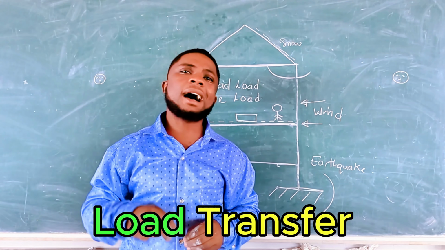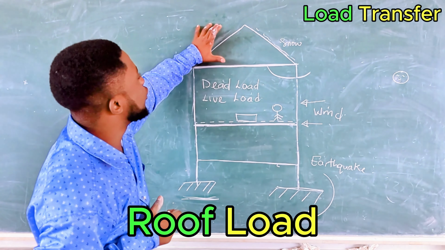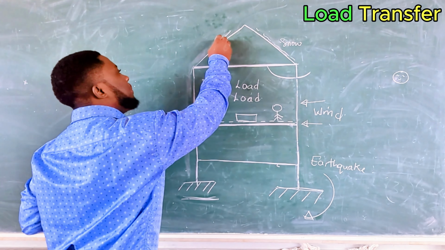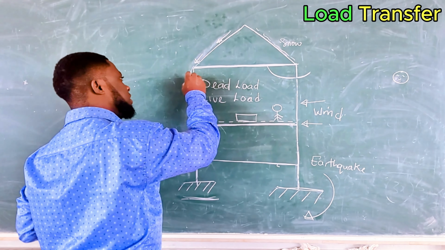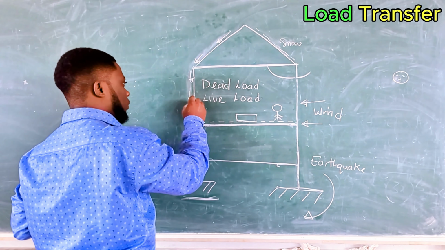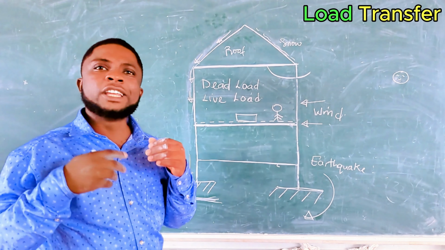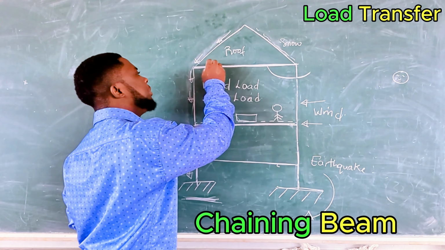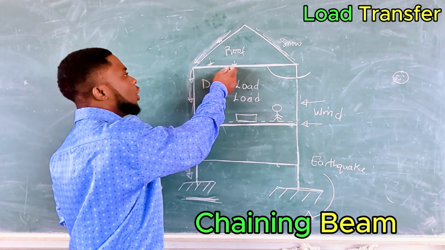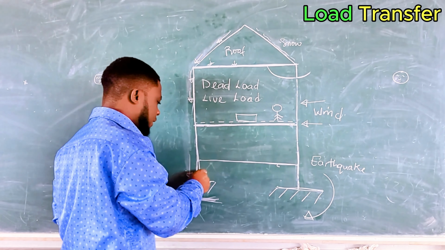Now, let's see how loads are transferred in a structure. The loads of the roof are transferred directly to the columns, which move them down to the foundation. In other structures, the loads of the roof are transferred to the chaining beam, which is here, which then transfers them to the columns and moves vertically down to the foundation.